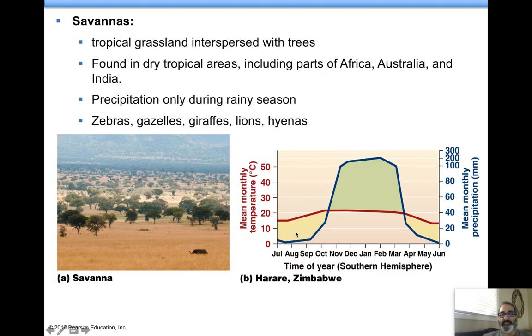Savannas, these grasslands. Temperatures, okay, mean monthly temperature stays fairly consistent all year. This is where people want to go to Africa and go on a safari. Same thing. It's low, it peaks, they have their rain season, and then it comes back down where it's very dry. So it's dry with the rain season.